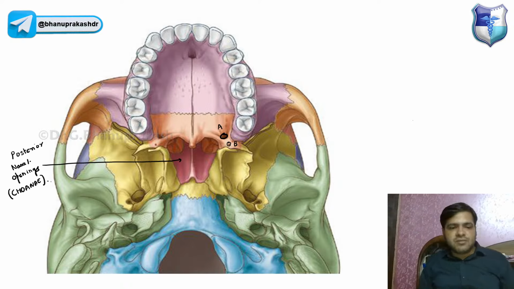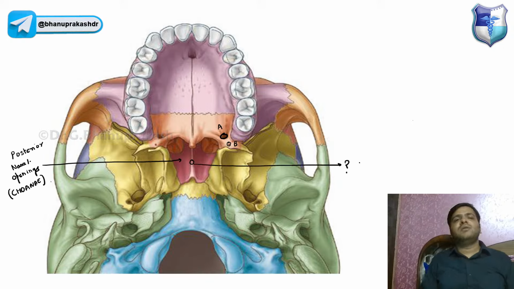Posterior nasal openings, and these are also called choana. Basically, they are separated from each other by a bone over here. Can anyone tell me the name of this bone, guys? You already know the name. The posterior nasal choana are separated from each other with the help of a bone. Yes, that is called the vomer bone. चलो, तो पता है तुम लोगों को कि ये वोमर है. It is the vomer bone, right?